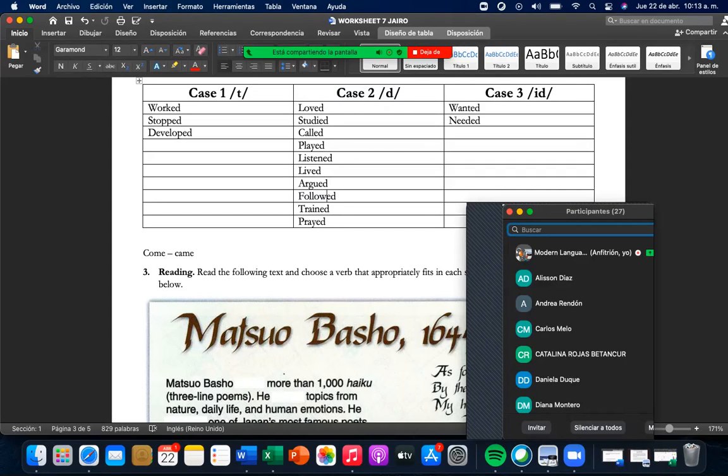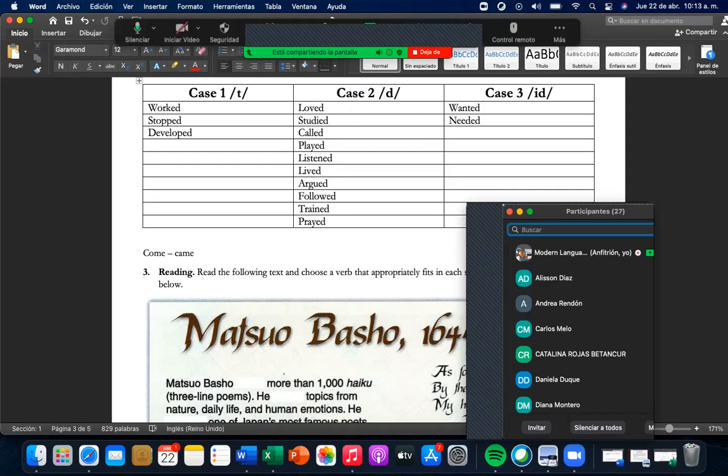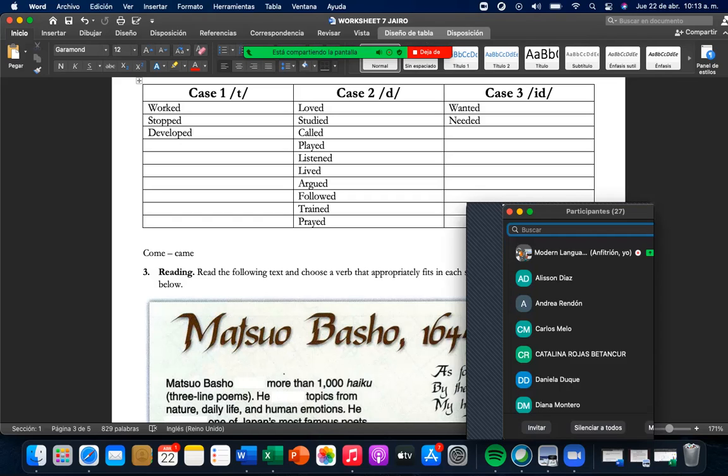So any other volunteer, another person? Okay, Isabella, thank you. Isabella, do you have a favorite case? 1, 2, or 3, or not really? Not really. Okay, so let's go to case number 1, Isabella. Let's pronounce this verb, which in present is develop, to develop. So, Isabella, could you please pronounce the verb to develop in past? Developed. Perfect. Developed.